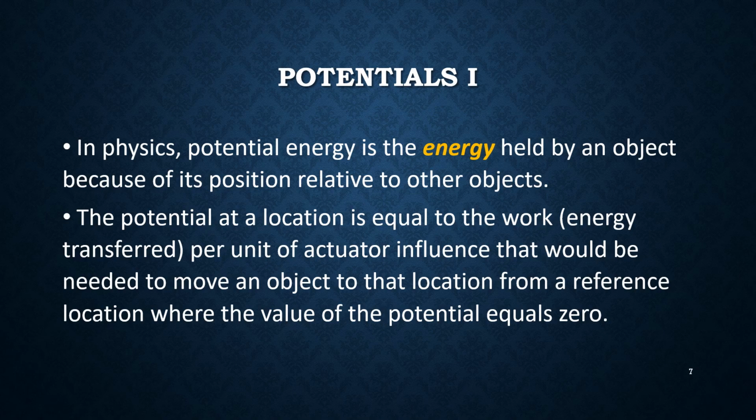In physics, potential energy is the energy held by an object because of its position relative to other objects. The potential at a location is equal to the work, energy transferred, per unit of actuator influence that would be needed to move an object to that location from a reference location where the value of the potential equals 0.